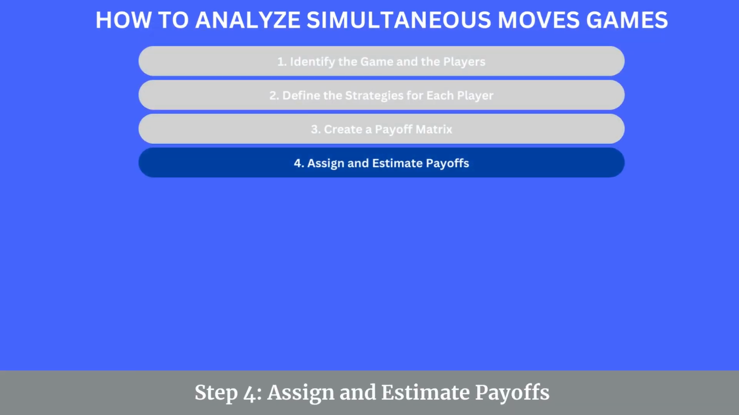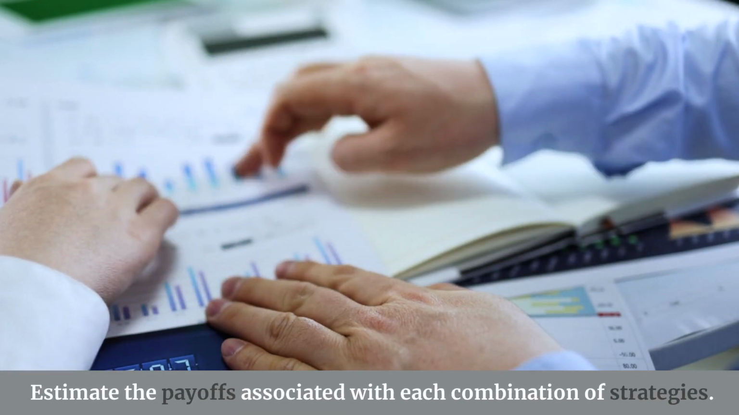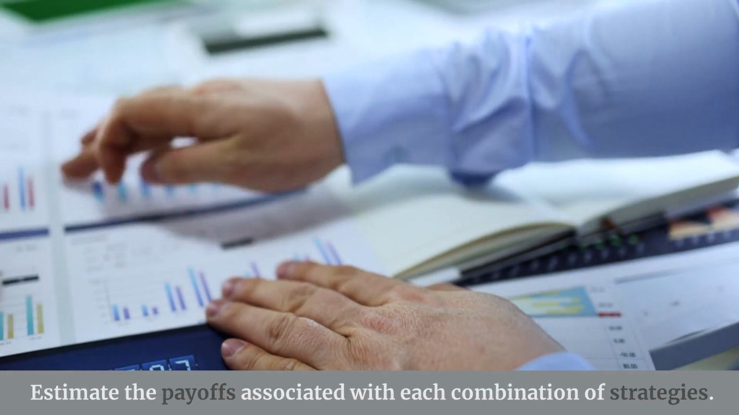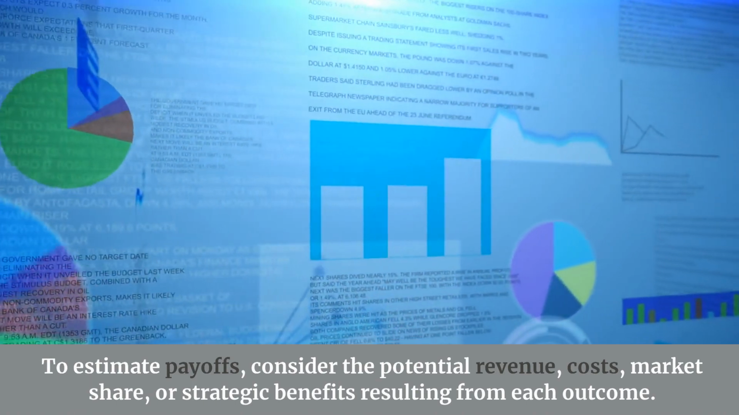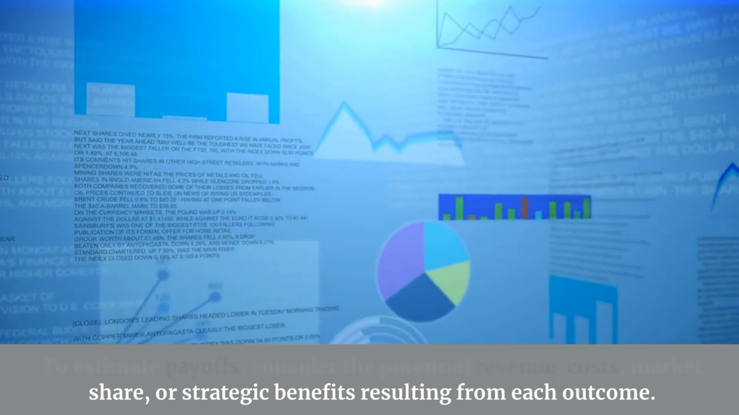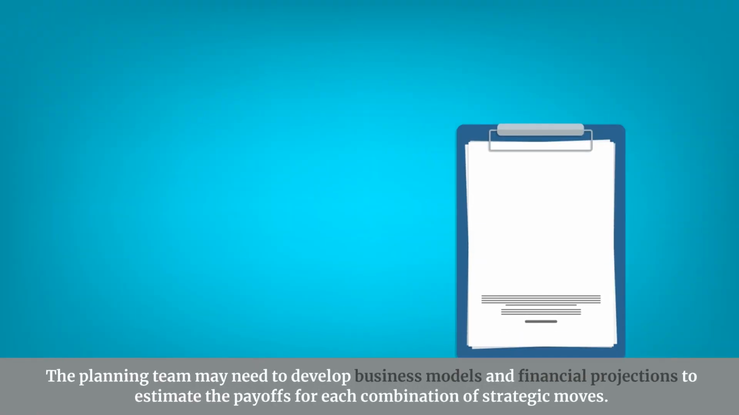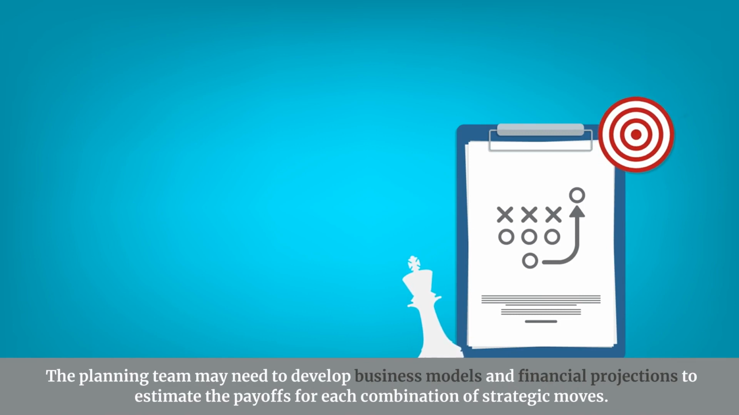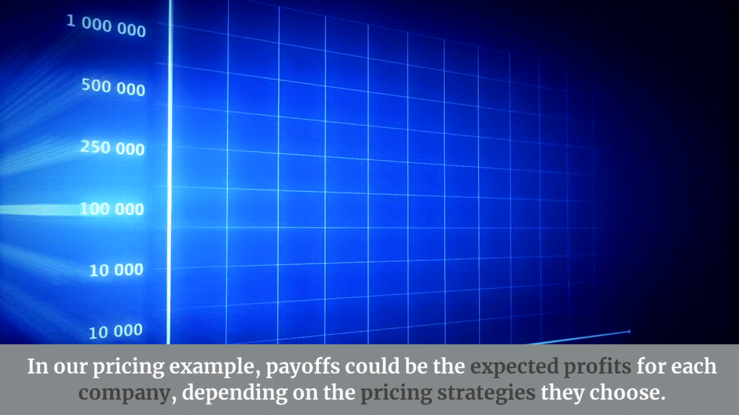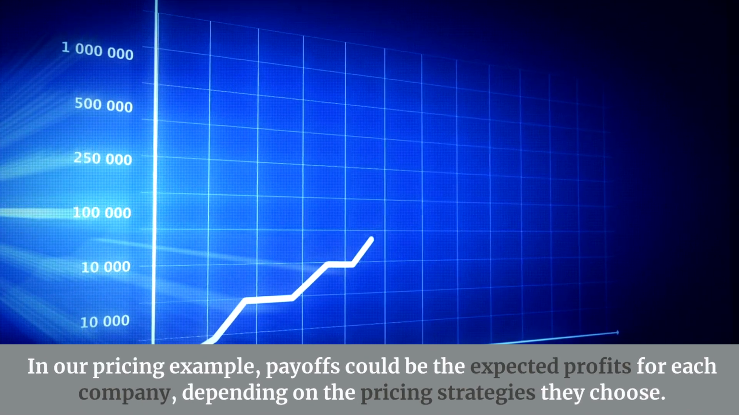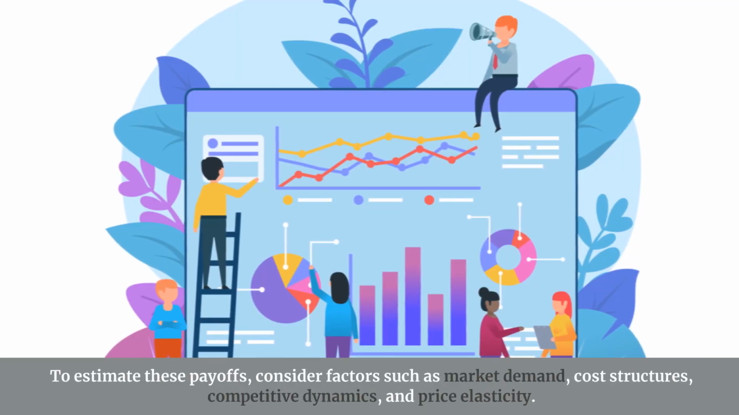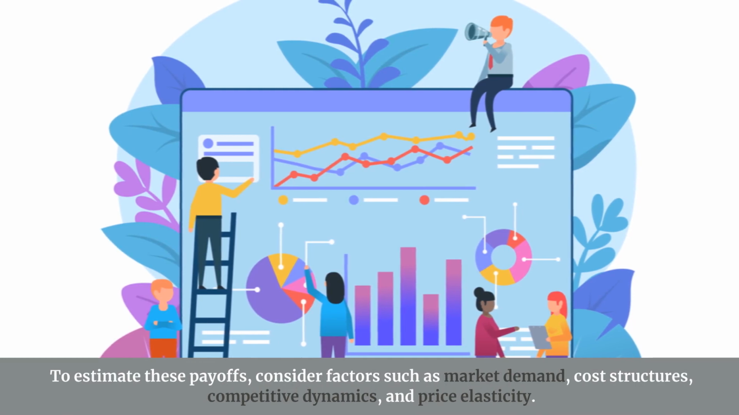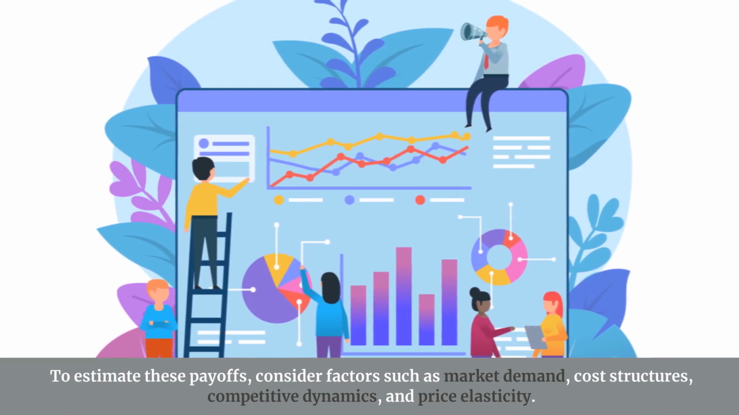Step 4. Assign and estimate payoffs. Estimate the payoffs associated with each combination of strategies. To estimate payoffs, consider the potential revenue, costs, market share, or strategic benefits resulting from each outcome. The planning team may need to develop business models and financial projections to estimate the payoffs for each combination of strategic moves. In our pricing example, payoffs could be the expected profits for each company, depending on the pricing strategies they choose. To estimate these payoffs, consider factors such as market demand, cost structures, competitive dynamics, and price elasticity.